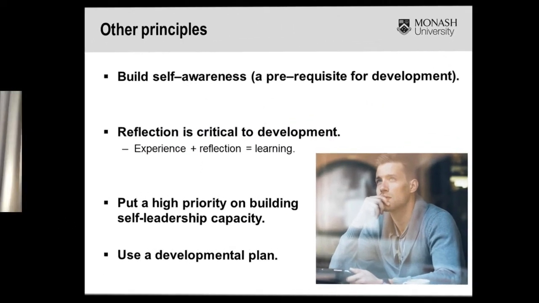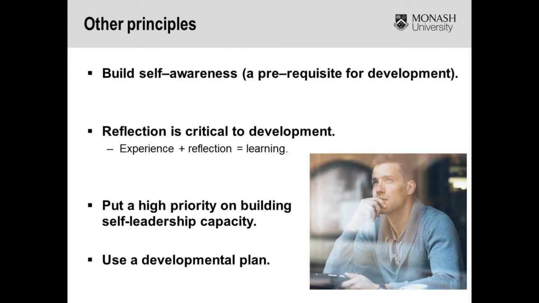Some other principles are obviously build self-awareness. It came up in the model from Bruce Avolio that we just looked at. So that is fundamental. If you've got low levels of self-awareness, there are things we can do. For example, the most common strategy is to increase the frequency that we get feedback, and we might use some specific tools to do that, like 360-degree feedback, where you get feedback from a variety of people around you as you're working.